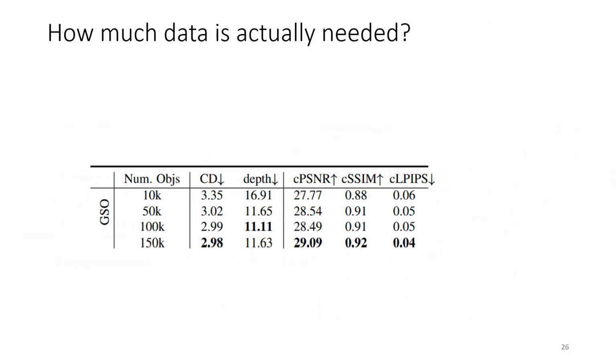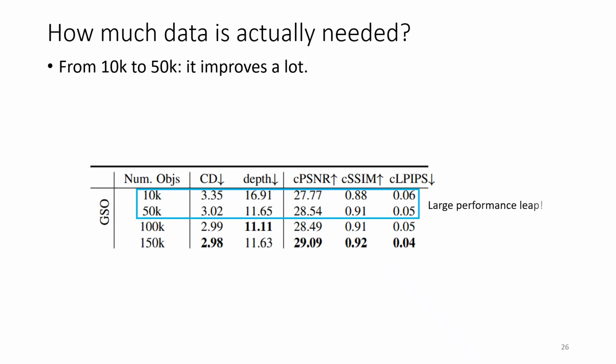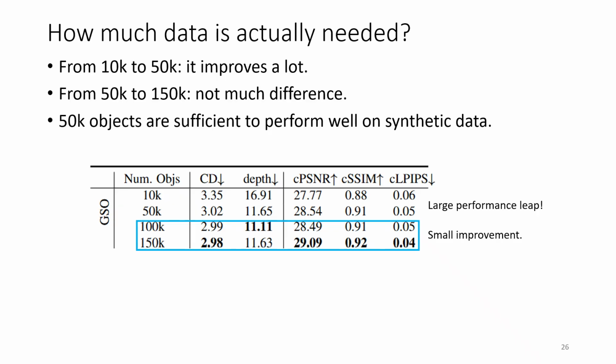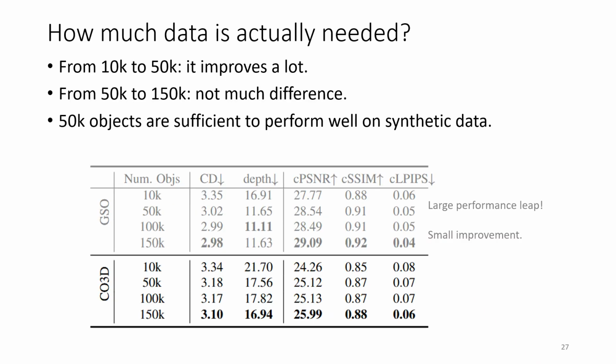Another question is the data amount. In this table, we can see that the performance changes a lot by increasing number of objects from 10,000 to 50,000. However, moving forward does not change too much. Hence, we conclude that 50,000 objects are sufficient to perform well on synthetic data. However, more data does improve the generalization to real images.